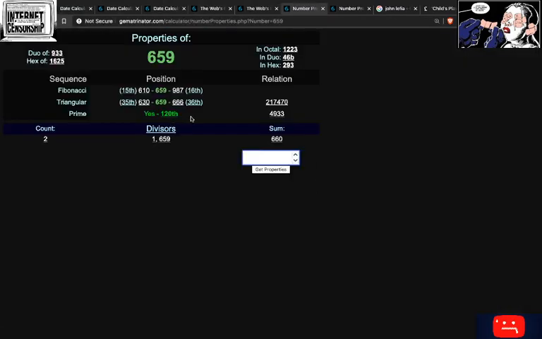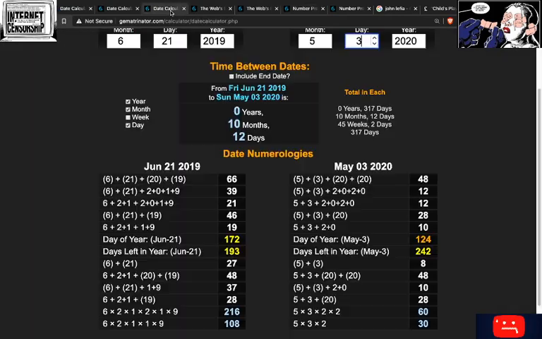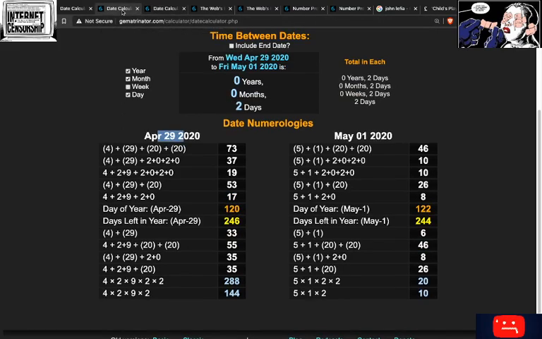Let's see. Oh, wow. Look at this. 659 is the 120th prime. Now, if I'm not mistaken, yep. April 29th, 2020, because it's a leap year, is the 120th day of the year. See how they do it? You see how they match it?